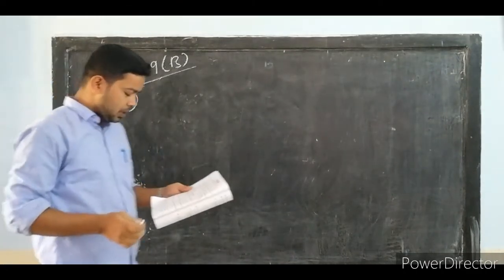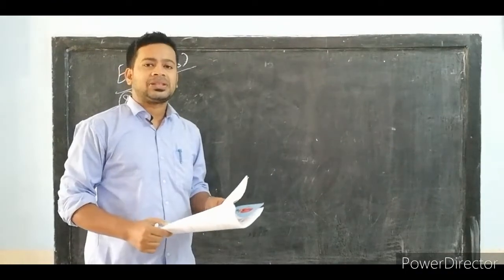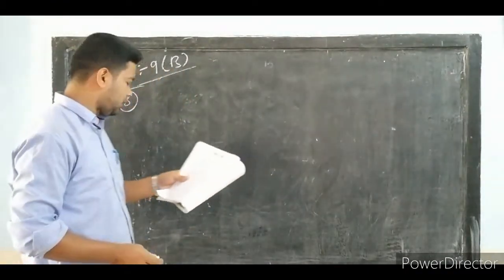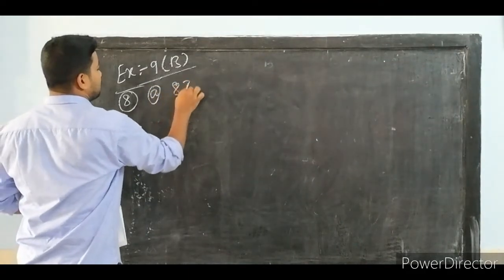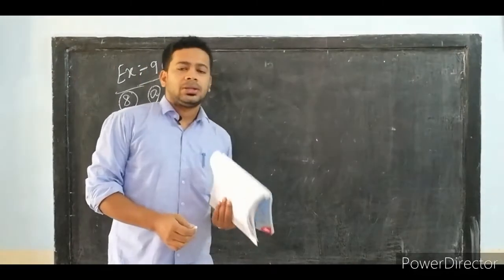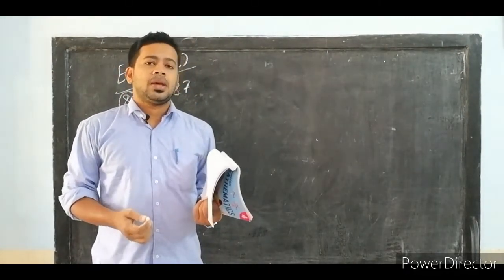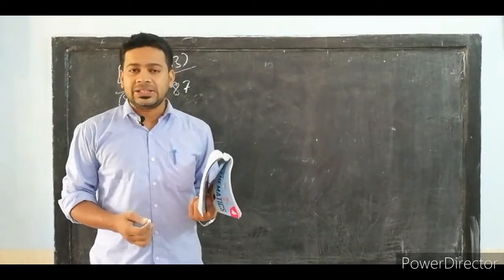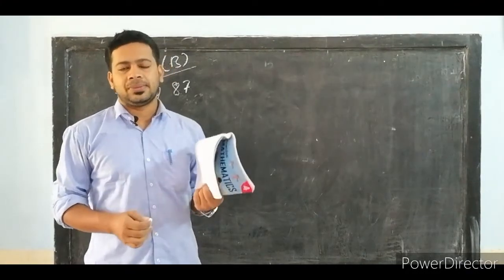The question is, find without actual division which of the following numbers are divisible by 3. Now we need to check the divisibility rule of 3. In question A, the number is 87. Before starting this, we need to recall what the divisibility rule of 3 is. If the sum of all the digits of a number is divisible by 3, then that number is said to be divisible by 3.